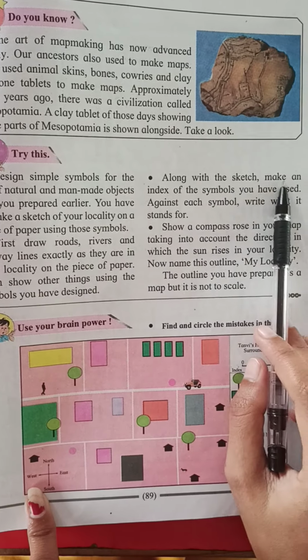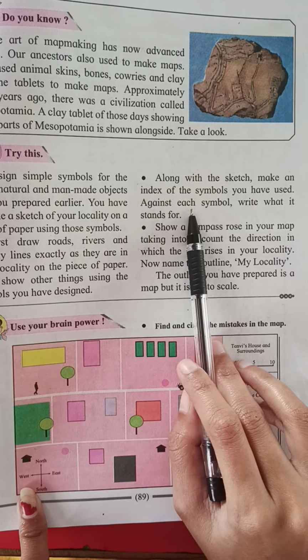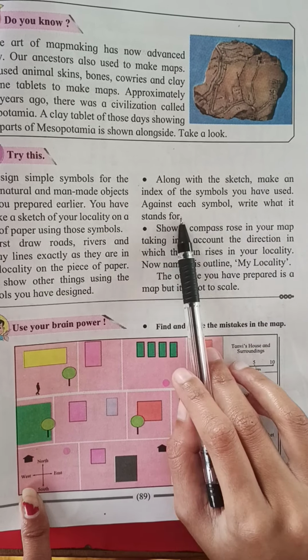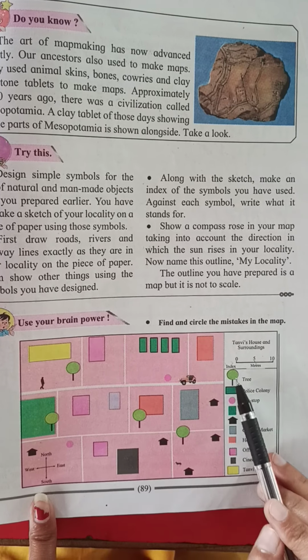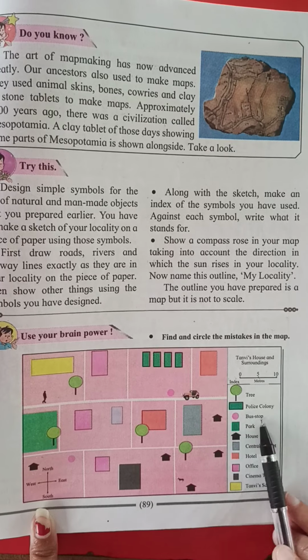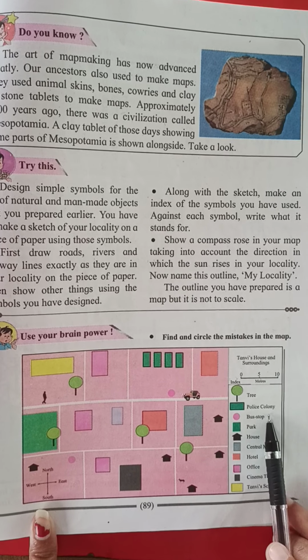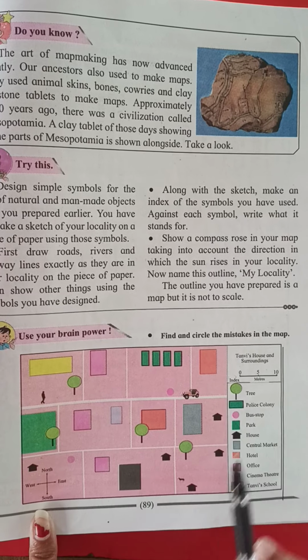Along with the sketch, make an index of the symbols you have used. Against each symbol, write what it stands for. See, here is the index. This is called the index. It is showing this is the tree, this is the police chowki. You have to write the name against the symbol, so we will get to know what it stands for.